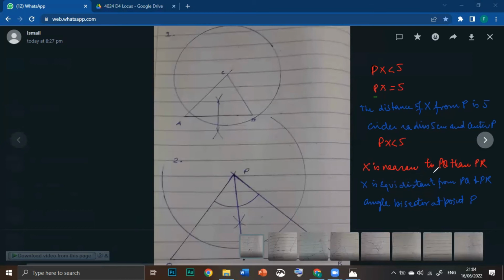X should be nearer to PQ. So we will remain close to PQ, inside the circle and inside the triangle. Sir, on the left of the angle bisector. Yes, this one is the required region.